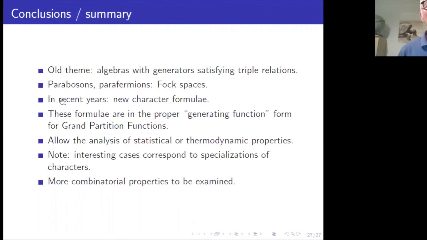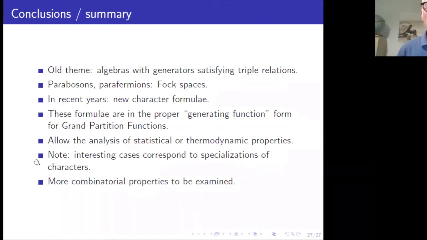Then in more recent years, in the work that has been continuously going on in collaboration with Nelly, we've obtained new character formulas for these Fock spaces. And these new formulas are in ideal form to get something more for the grand partition functions, because there you want them written in the form of generating functions, so that you can easily deduce other statistical properties from them. So these new formulas allow us to analyze statistical or thermodynamical properties of paraboson or parafermion systems.